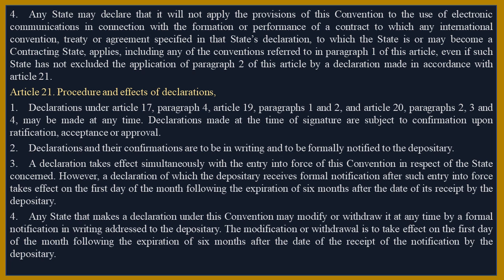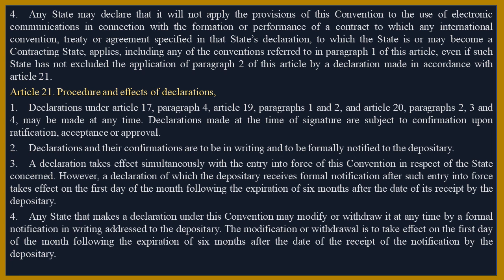Article 21. Procedure and effects of declarations. 1. Declarations under Article 17, paragraph 4, Article 19, paragraphs 1 and 2, and Article 20, paragraphs 2, 3 and 4, may be made at any time. Declarations made at the time of signature are subject to confirmation upon ratification, acceptance or approval. 2. Declarations and their confirmations are to be in writing and to be formally notified to the depository. 3. A declaration takes effect simultaneously with the entry into force of this convention in respect of the state concerned. However, a declaration of which the depository receives formal notification after such entry into force takes effect on the first day of the month following the expiration of 6 months after the date of its receipt by the depository.